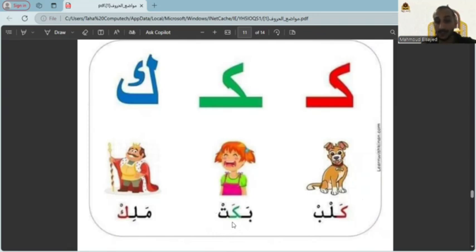Okay, bakat. So the kaf here is in the middle of the word. Bakat. And then we have Malik. Here in this word, the kaf came at the end of the word, which is a final position.